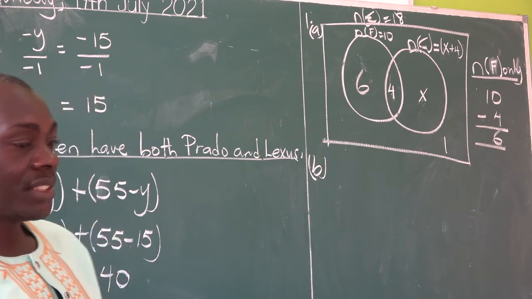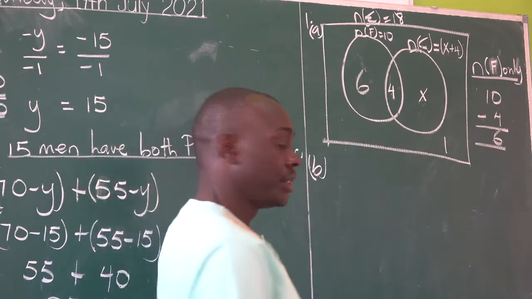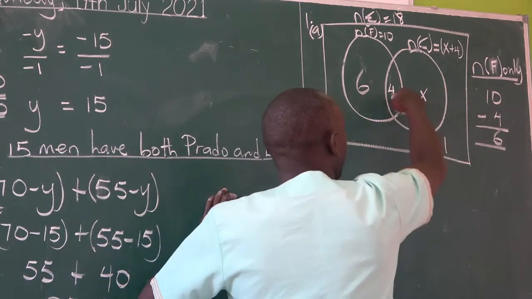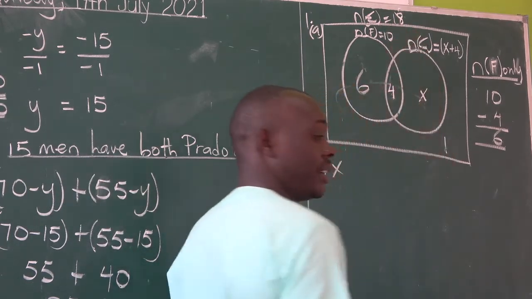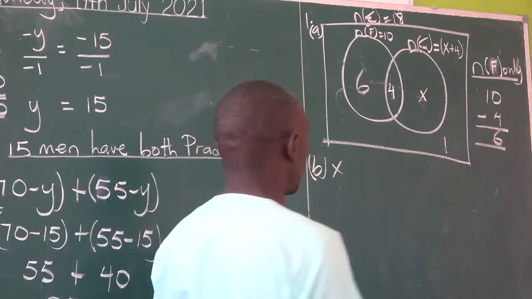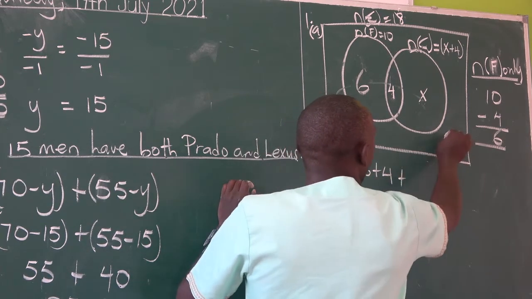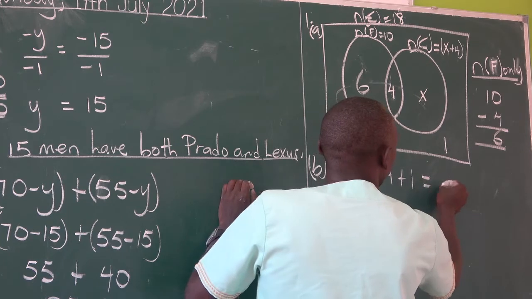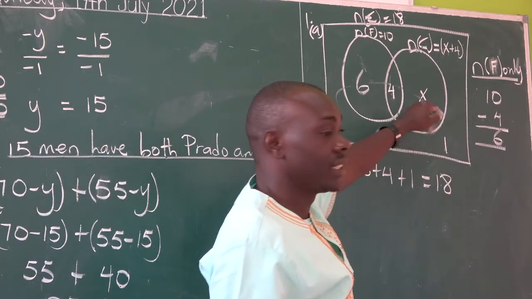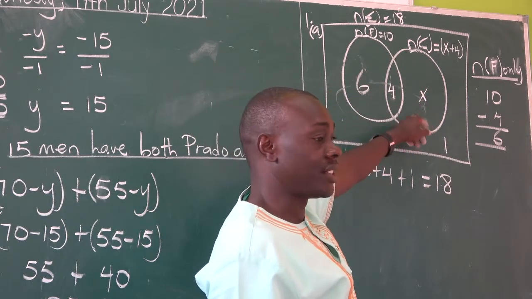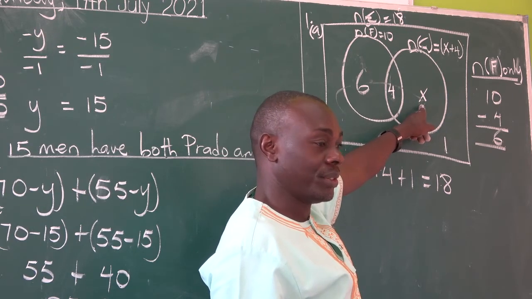Very perfect. So it's better to start with the unknown, because it's the one we are finding the value for. So we say X plus this plus this plus this, like we did the other side. We add all the sectors here to the universal, like we did in the first instance. So we say X plus the 6 plus the 4 plus the 1 is equal to the universal. We don't want to make any error.